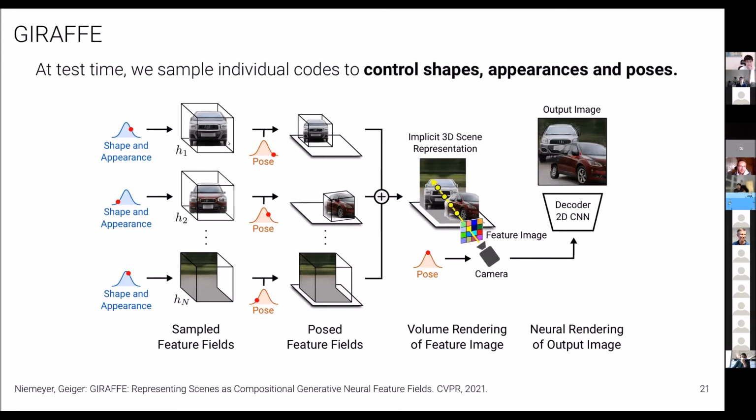And at test time, we can then sample individual codes. So illustrated here, we can draw random samples from these distributions to control the shape, appearance, and pose of each of the objects and the background.